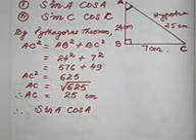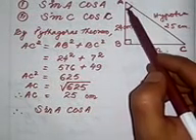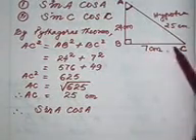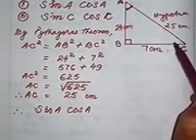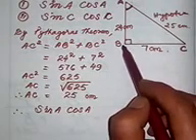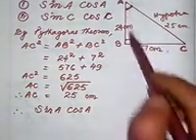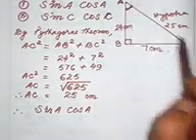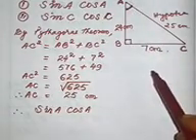I hope it is clear. If angle A is mentioned, then AB will be the base and this one will be the perpendicular. And if angle C is mentioned, then BC will be the base and AB will be the perpendicular. In both cases, the hypotenuse will not change, it will remain the same.